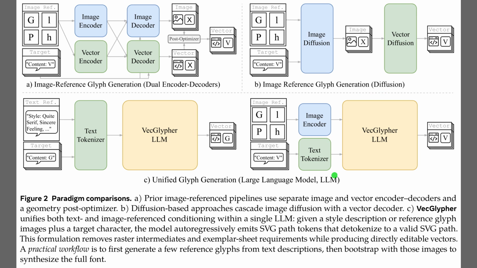Alright, Figure 2 contrasts this new unified architecture with previous paradigms. In the top left, Panel A shows how prior methods relied on complex dual encoder-decoder systems, often requiring a separate geometry post-optimizer. The top right, Panel B, illustrates diffusion-based approaches, which typically cascade image generation into vectorization. However, the bottom panel reveals the key innovation. VecGlypher collapses these steps into a single LLM. Whether the input is a style description or a set of reference images, the model directly processes the prompts and auto-regressively emits those vector tokens in one efficient pass.